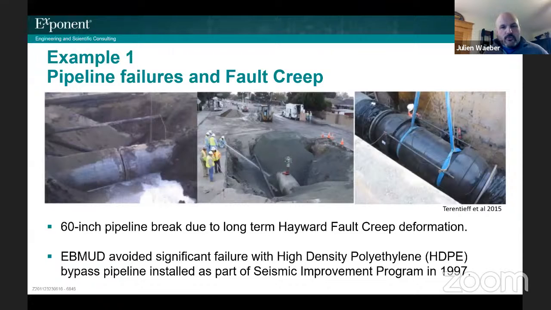And to avoid further breaks in the future, they wouldn't avoid deformation, but to mitigate some of that deformation, they installed a high density polyethylene line with a flexible joint system to accommodate continued movement. So these are examples of ways you might mitigate the issue, but understanding that that issue exists in the first place is really quite important.